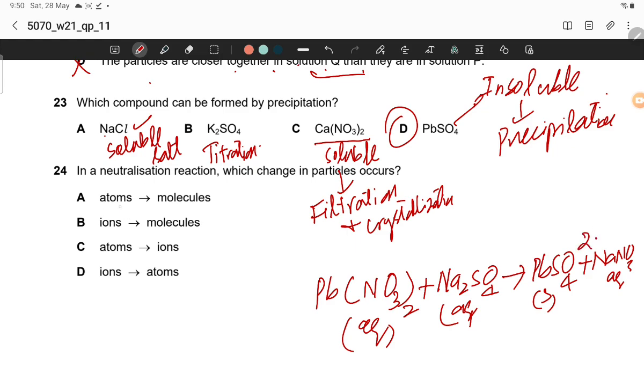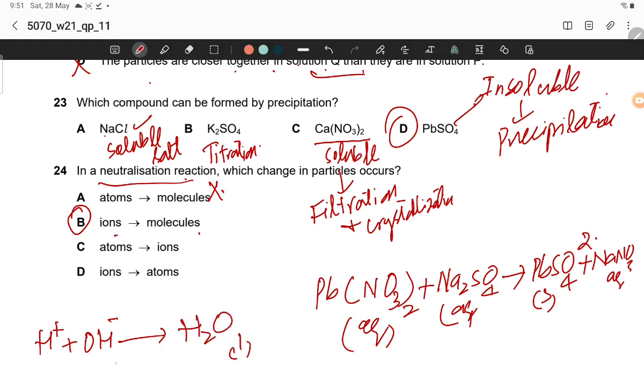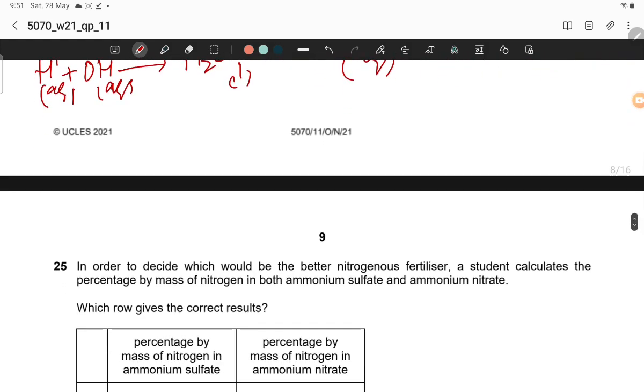So ionic precipitation is used to prepare this. D option is correct. In a neutralization reaction, which change in particles occurs? Atoms to form molecules? No, this is not correct. In a neutralization reaction, ions form molecules. Yes, B is correct, because in neutralization, H positive ions plus OH negative ions form water. So this is a molecule, and these are aqueous ions, so ions form molecules. Atoms to ions, incorrect. Ions to atoms, not correct.